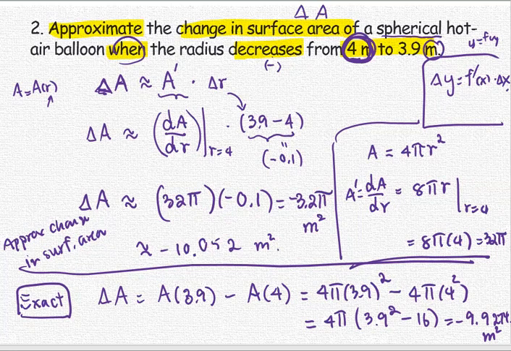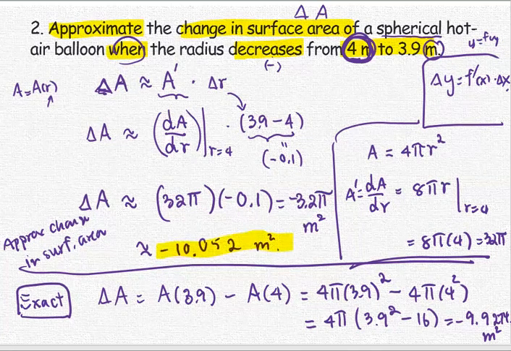Approximate is negative 10.52, but the exact is negative 9.9. So they are close numbers.